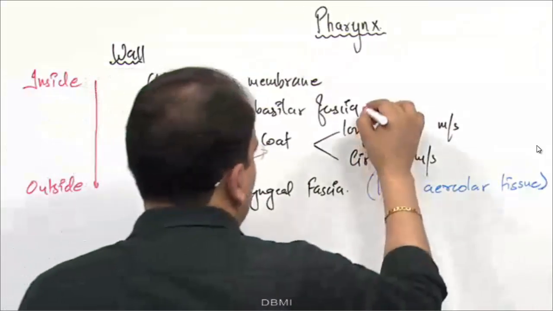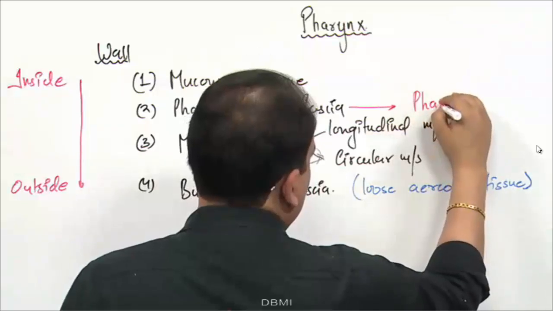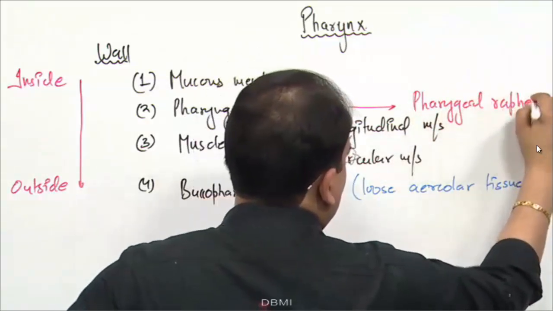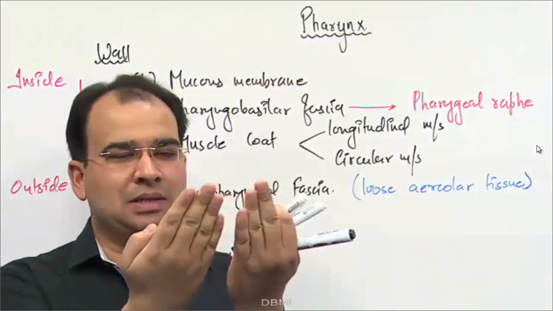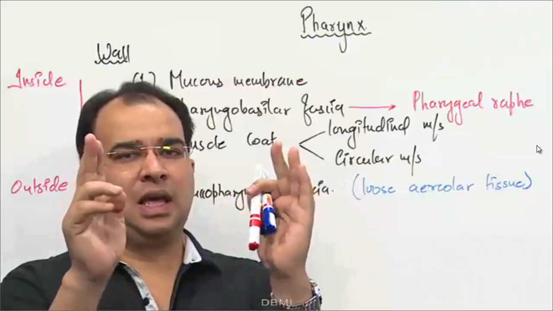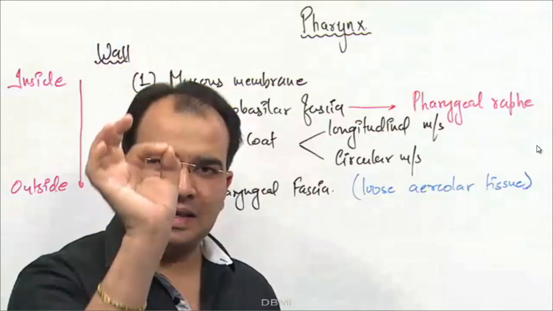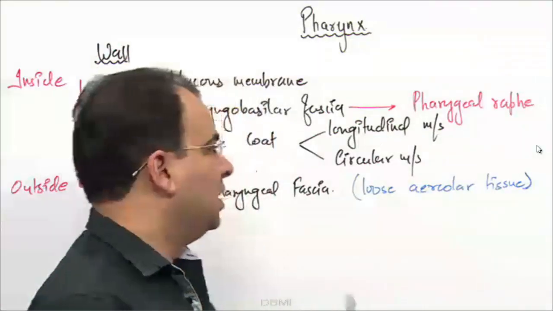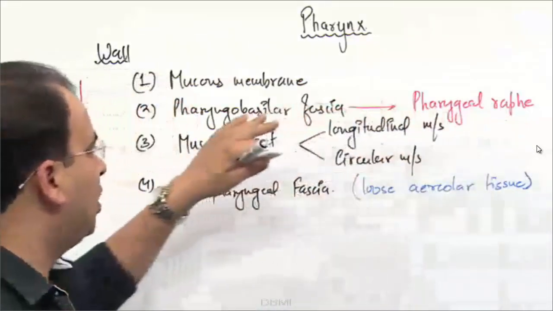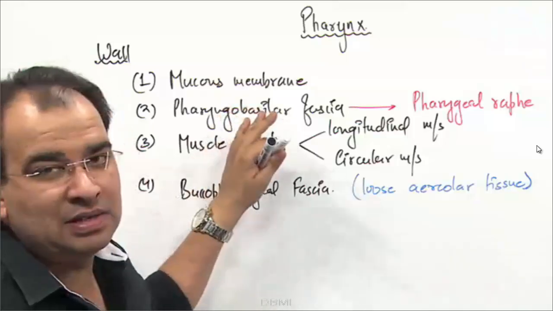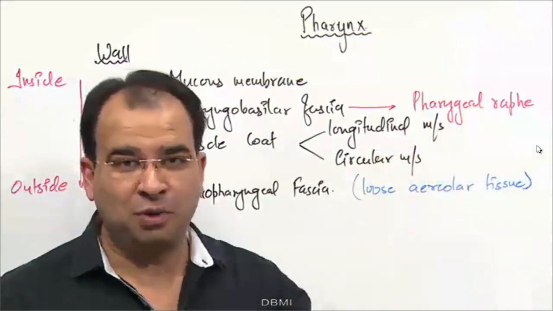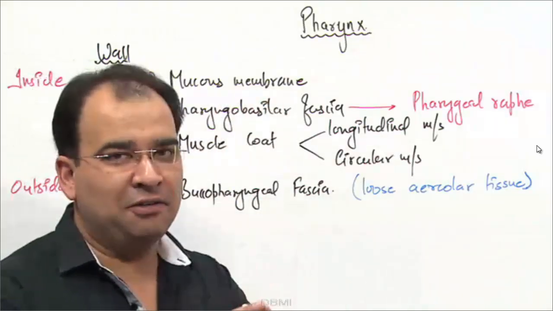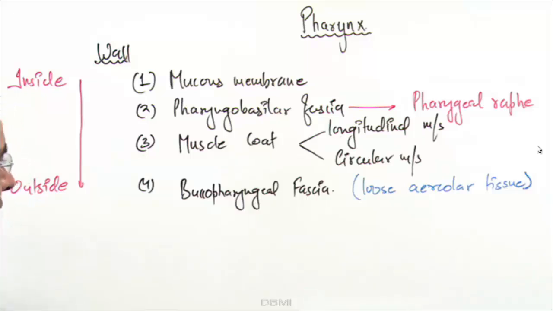Whereas pharyngobasilar fascia will form the pharyngeal raphe. What is pharyngeal raphe, guys? This pharyngobasilar fascia is present inside all the muscles, all the circular and longitudinal muscle. On the posterior aspect it will form a thickened band. This midline thickened band, which provides insertion to all constrictor muscles, is called the pharyngeal raphe. So pharyngeal raphe is a modification of pharyngobasilar fascia, and we already said pharyngobasilar fascia is a modification of deep cervical fascia. So ultimately you can say pharyngeal raphe is a modification of a modification. It is a thickening of pharyngobasilar fascia on the posterior aspect. So these are the layers in the wall of the pharynx from inside to outside.